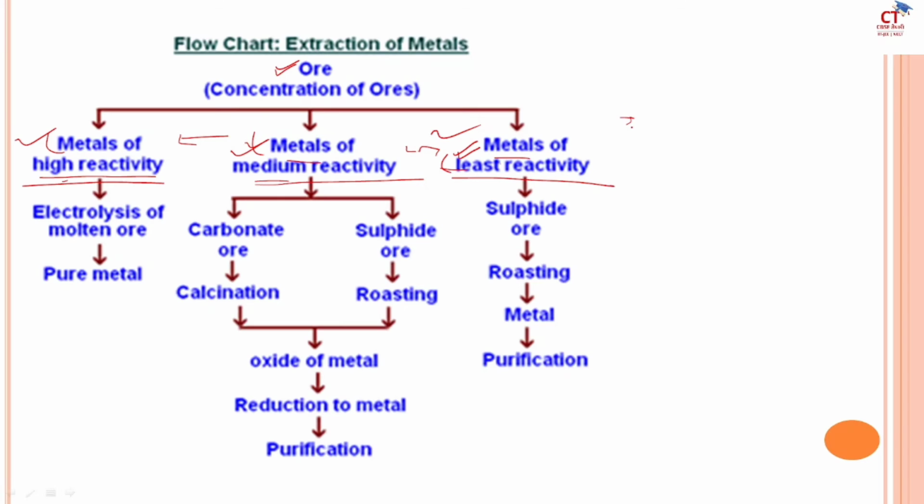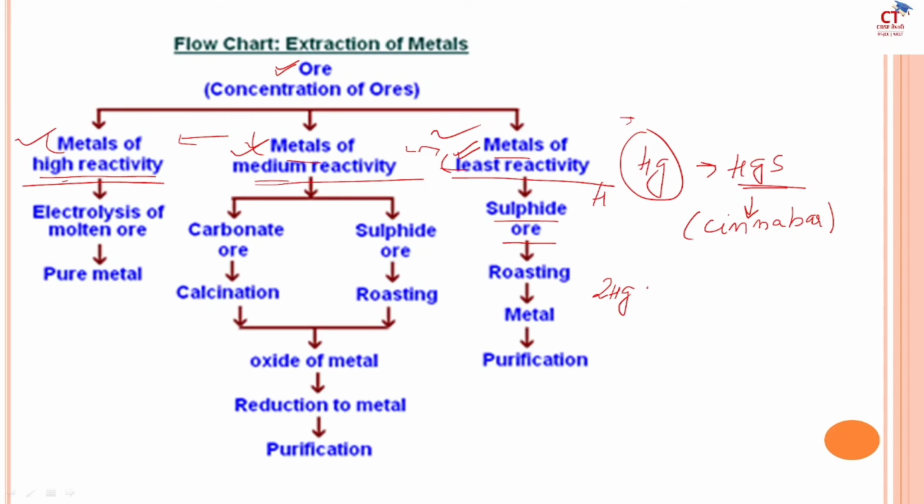Okay, so let's learn about how metals with least reactivity are separated. First, in this case, oxides of these minerals are reduced by heating. For example, we can take Hg, and this is extracted from HgS, that is known as cinnabar. These are sulfide ores. How do we do that?